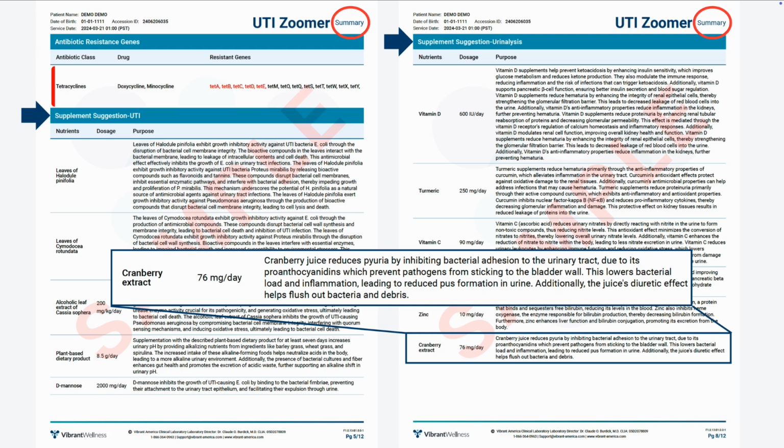The summary also includes supplement suggestions with dosages to address the UTI pathogen and urinalysis results. For example, 76 milligrams of cranberry juice per day reduces pyuria by inhibiting bacterial adhesion to the urinary tract due to its proanthocyanidins, which prevent pathogens from sticking to the bladder wall. This lowers bacterial load and inflammation. Additionally, the juice's diuretic effect helps flush out bacteria and debris.